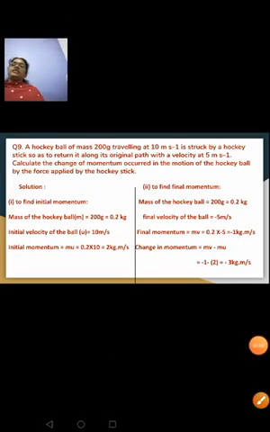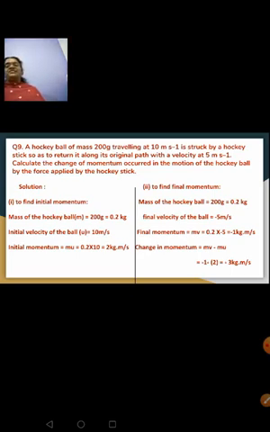Next, let's do the next sum now. A hockey ball of mass 200 gram is traveling at 10 meter per second. It is struck by a hockey stick so as to return it along its original path with a velocity of 5 meter per second. Calculate the change of momentum occurred in the motion of the hockey ball by the force applied by the hockey stick.